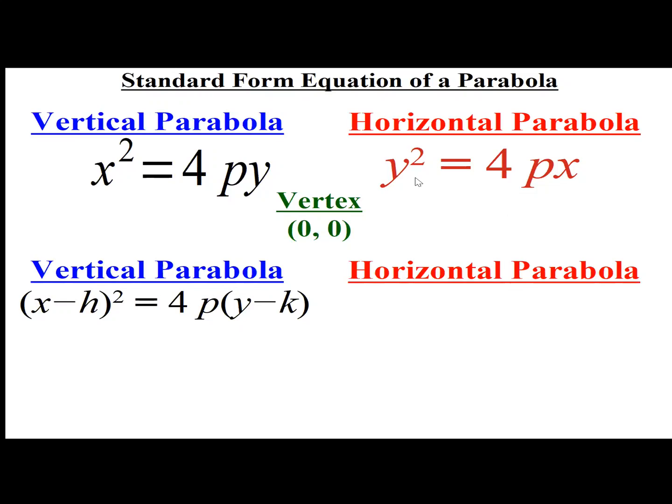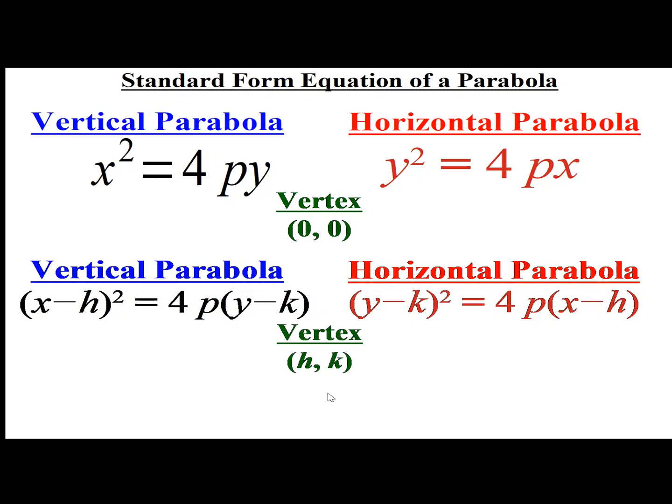Look at this one. The original was y squared equals 4px. What do you think it would be today? Yeah, (y minus k) squared equals 4p (x minus h). So what do you guys notice? That today we are going to have values h and k, which represent what? The vertex. Copy that, please.